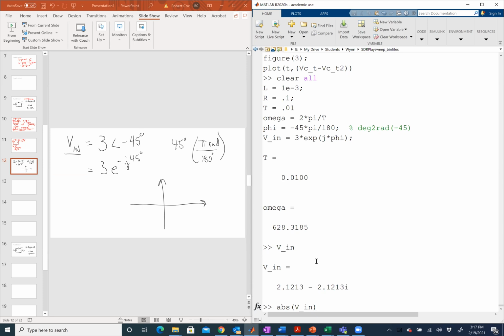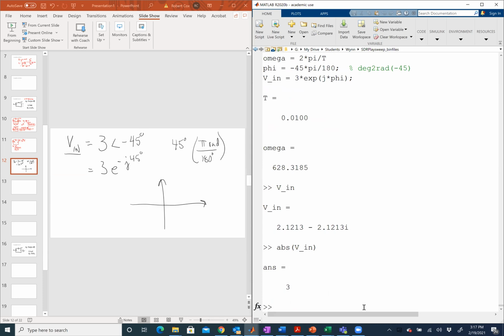But if I take the absolute value of it, that's MATLAB's way of doing the magnitude. It tells me that the magnitude of that is 3. Just like we said it was over here, right? We said that it was 3. And then how do you find the angle of a complex number? Not a MATLAB way, but what is the way to find the angle of a complex number?